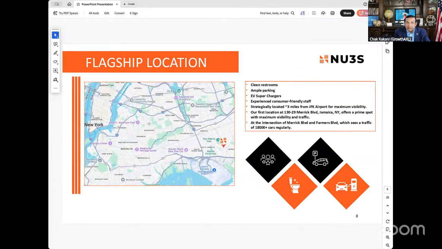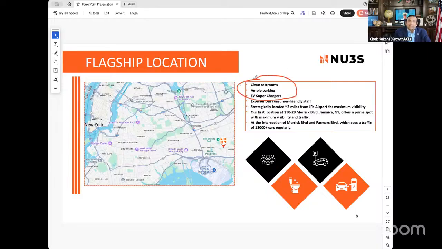Also, we are first to market combining this under one roof, under beautiful premises. It's a flagship location about 3 miles from JFK Airport, one of the busiest arteries in this country for traffic, 18,000 plus cars a day. It's at 130-25 Merrick Boulevard. We would love for you to visit our site and see for yourself. It is absolutely mind blowing to see a site like this, just minutes away from JFK Airport, with clean restrooms.